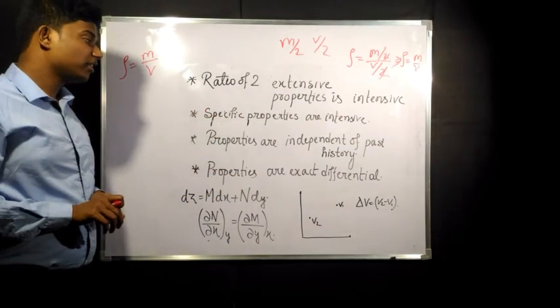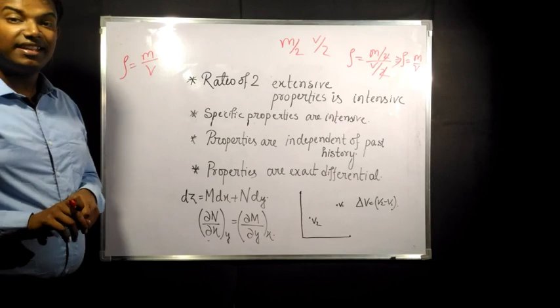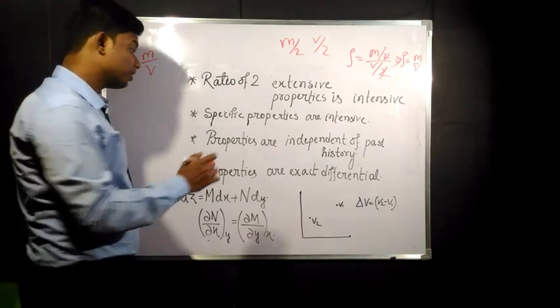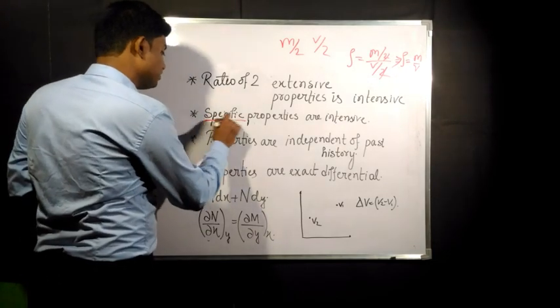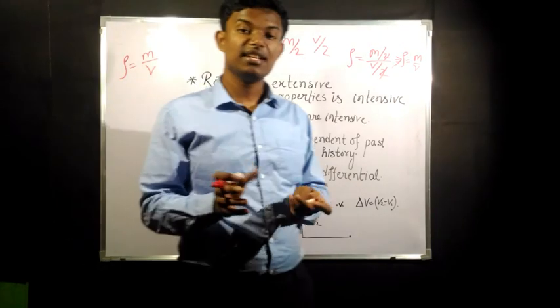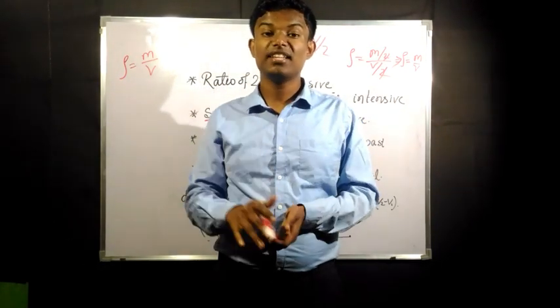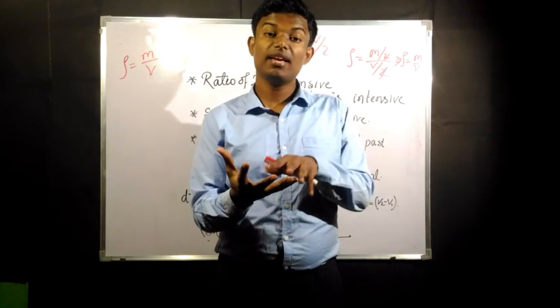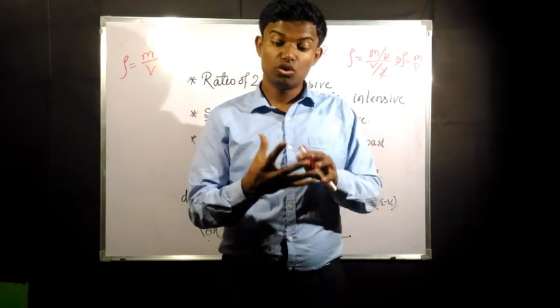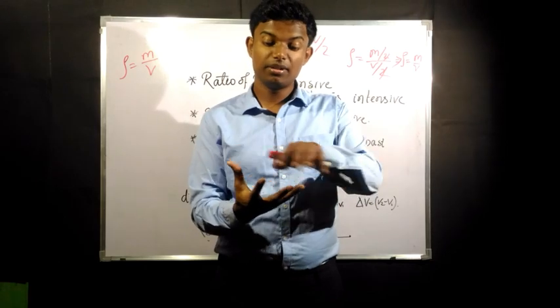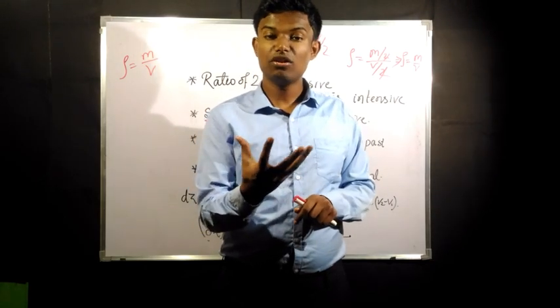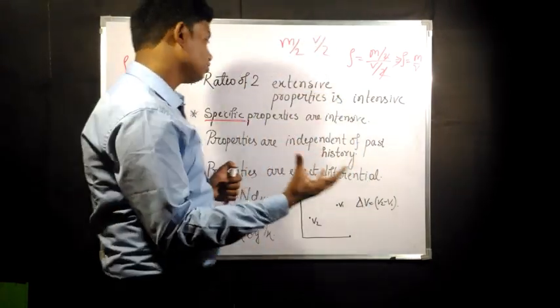Now what does the second point say? Specific properties are intensive. If we use the word specific, we already define a region. For example, if we take a specific property like specific enthalpy, it means enthalpy per unit mass. So if the region is already defined, that means you cannot increase or decrease it. Your mass is already constant.